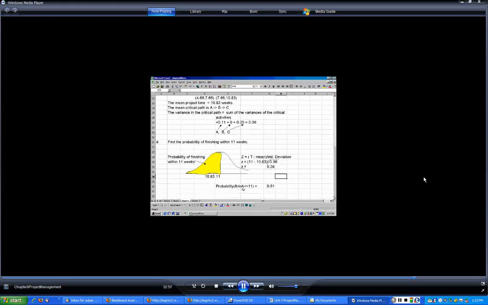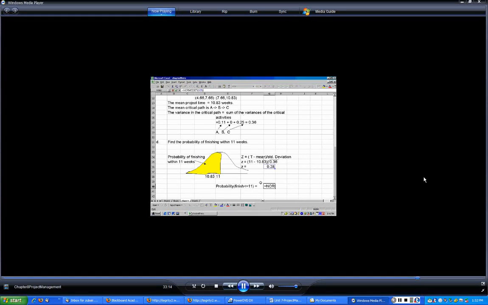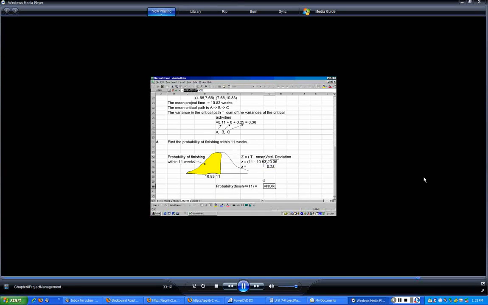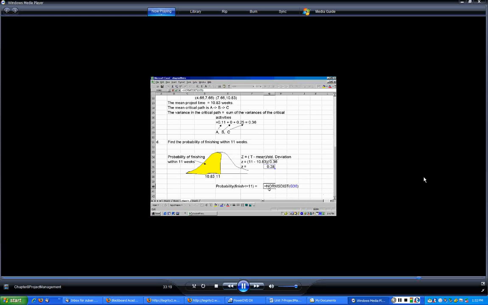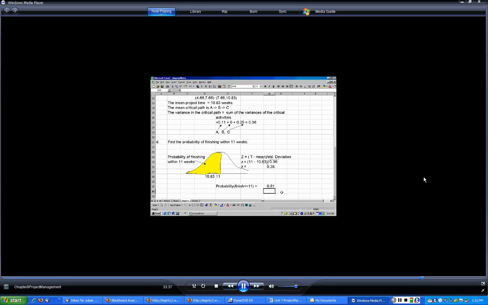Okay, so the probability of finishing in less than 11 weeks is nothing but, you have to look into the tables to get the area under the curve for a Z of 0.28. But fortunately, Excel has a formula built in, which is NORM.S.DIST of G36. So when you invoke this formula, it's going to give you the area under the curve, which in this case is 0.61. So there is a 61% probability that the project would be done in 11 weeks.